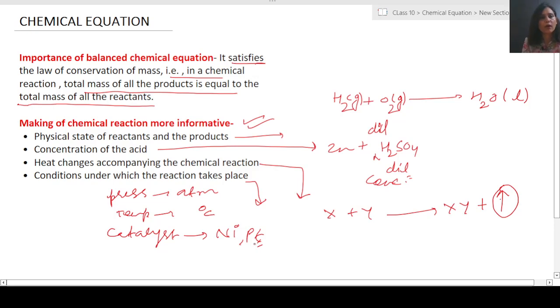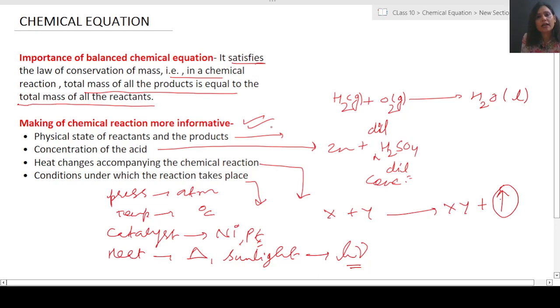I'll give you one example here. Along with pressure, temperature and catalyst, we also mention heat. The heat symbol is a triangle, and it is also mentioned over the arrows. And even sunlight we mention in some of the reactions. In the photolytic reactions we mention the sunlight, and we also write this kind of symbol over there.